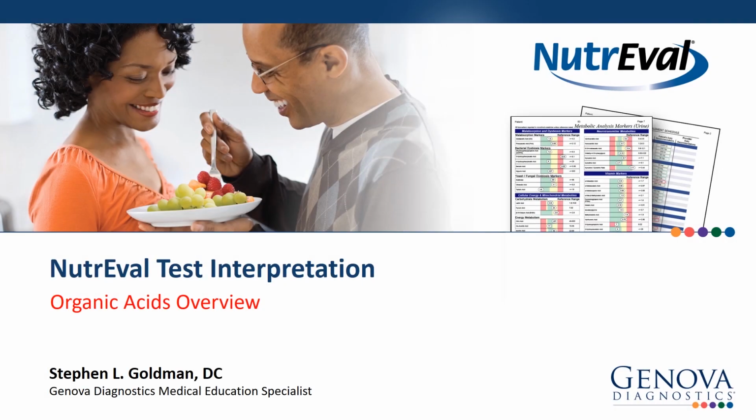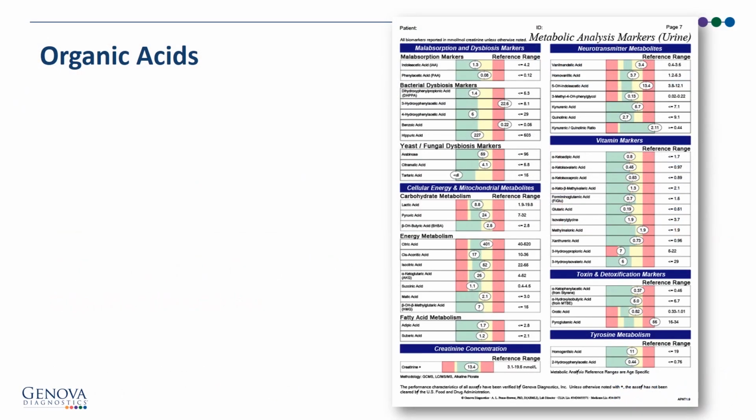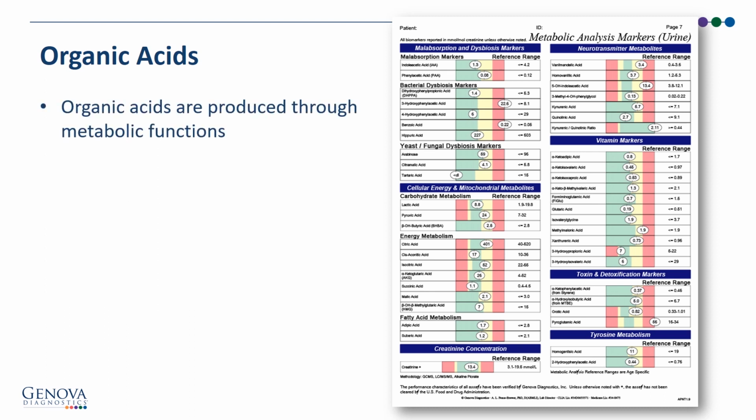Let's talk about the organic acids section of the test. You see it here on the right. Organic acids are produced through metabolic functions. So remember, organic acids aren't really nutrients. They're metabolic byproducts. Nutrients like amino acids, lignans, flavonoids go down pathways. They're metabolized. And organic acids are metabolic byproducts of those nutrients.